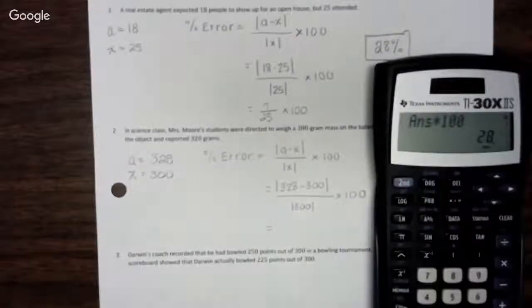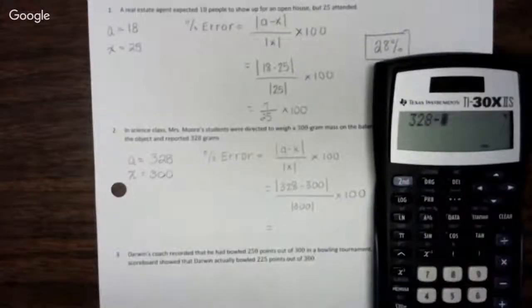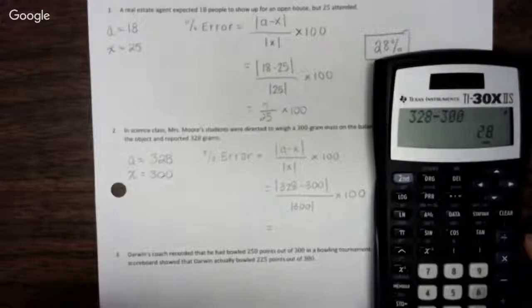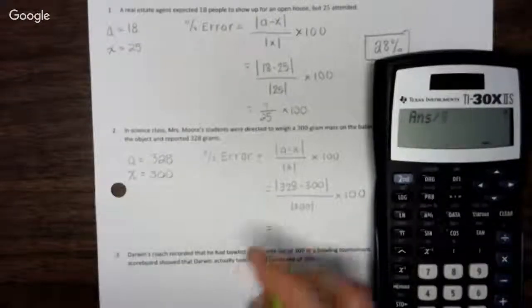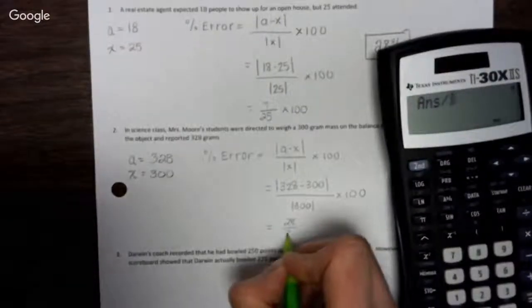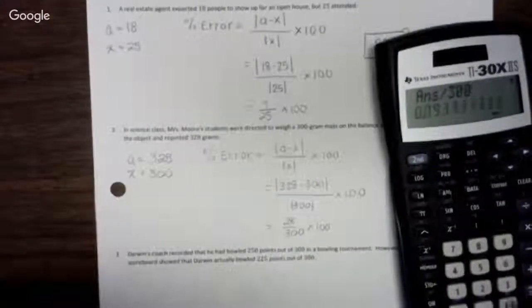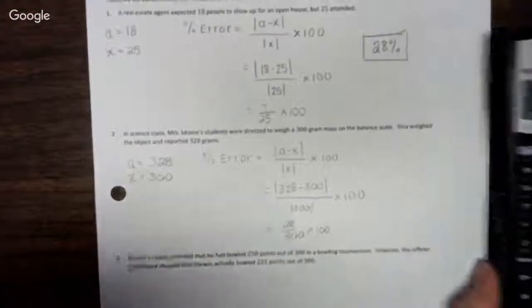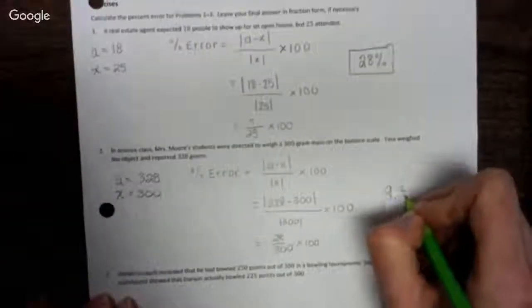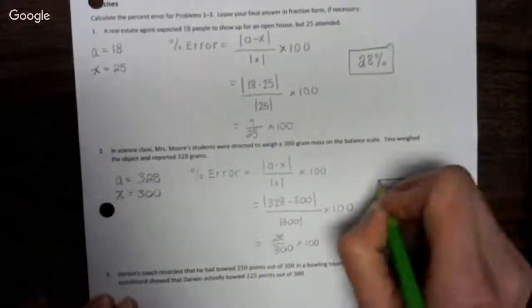So bring your calculator in. 328 minus 300 is 28. Divided by 300. And then multiply that by 100. So we get a 9.3 repeating percent error.